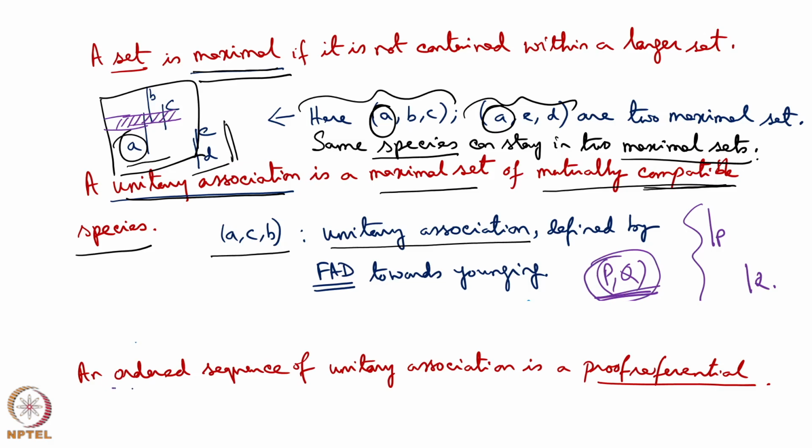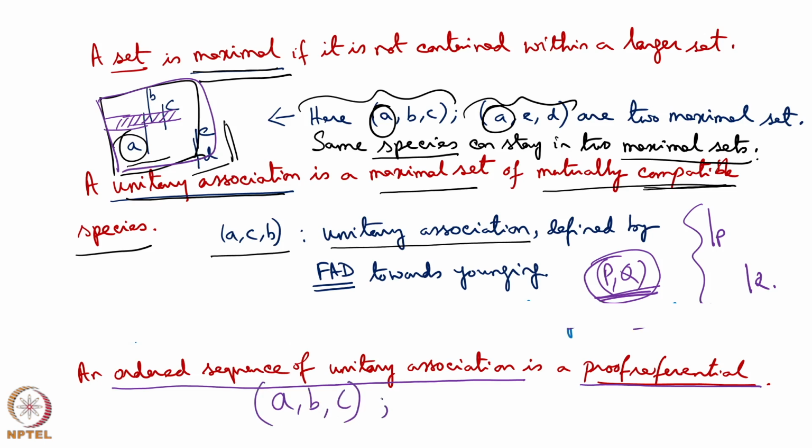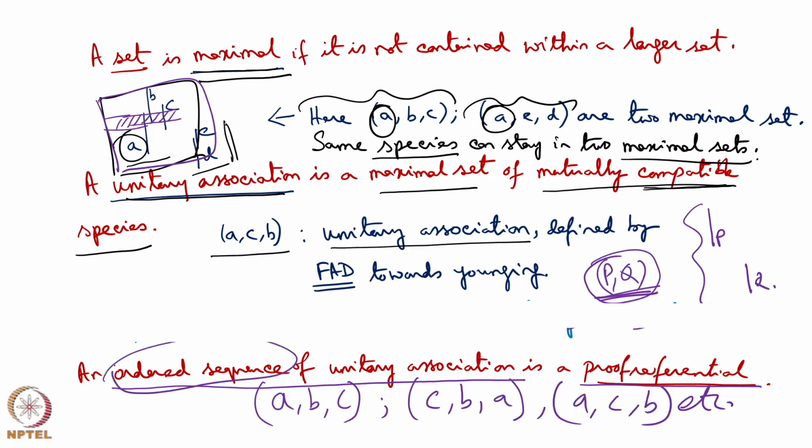Now, an ordered sequence of unitary associations is a proof referential. That means, taking this case of ABC, I can write the same set in so many ways: ABC, CBA, ACB, etc. Now, if I define an ordered sequence with some purpose, then that one will be called a proof referential. Out of these three, suppose for some purpose we define that this is the ordered sequence CBA, then this will be called a proof referential.